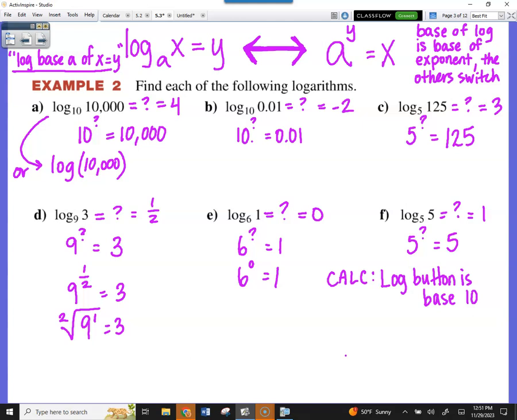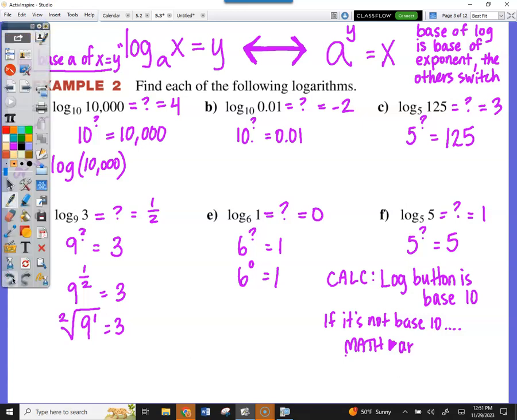However, y'all are lucky, if it's not base 10, which is really aggravating, then you will hit the math button and you will arrow up to where it says choice A, and it says the word log, base, parentheses.